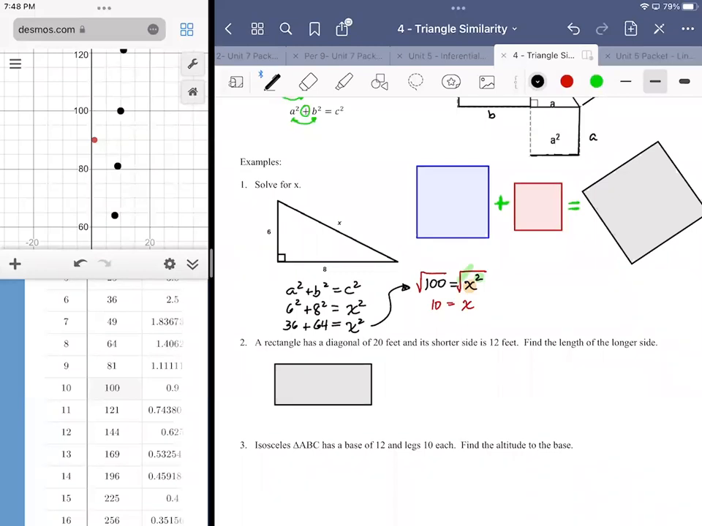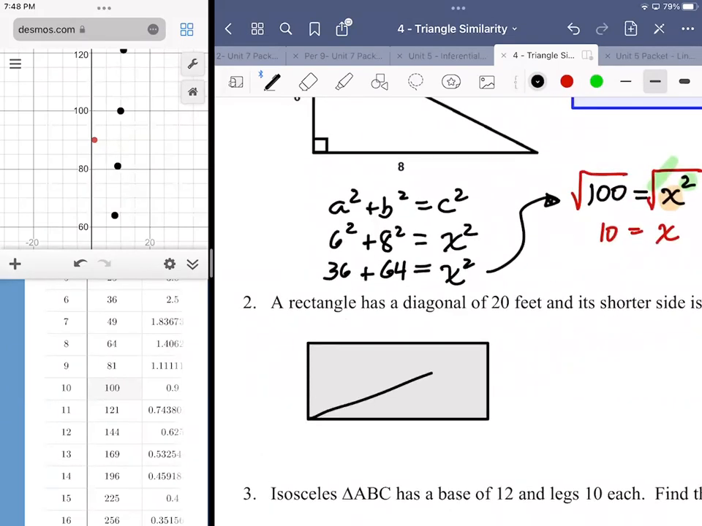They say that the length of the diagonal is 20 feet, and the shorter side is 12 feet. Find the length of the longer side. That should be okay, as long as you can visualize what a diagonal looks like. Later on in the course, in the next unit specifically, we'll talk about different characteristics of quadrilaterals, 4-sided figures. The diagonals are not always the same in length, but for a rectangle, they are. For a square, they are. So if I draw my diagonal this way, or this way, it's immaterial. They're both going to be the same length.